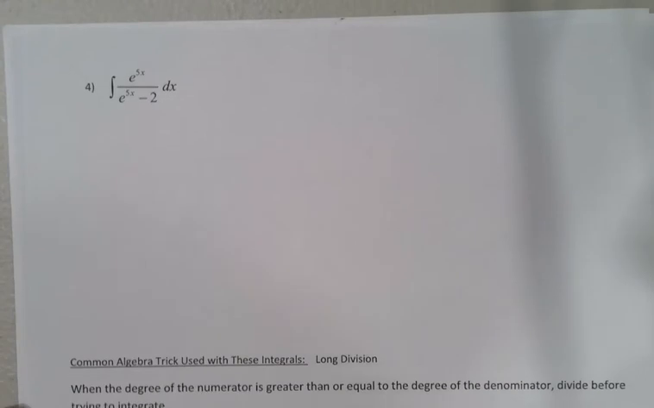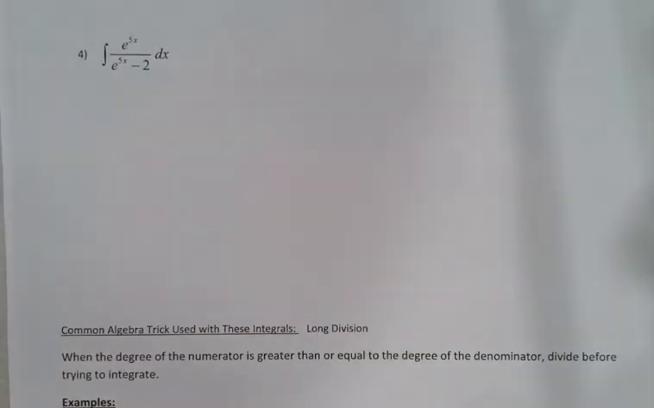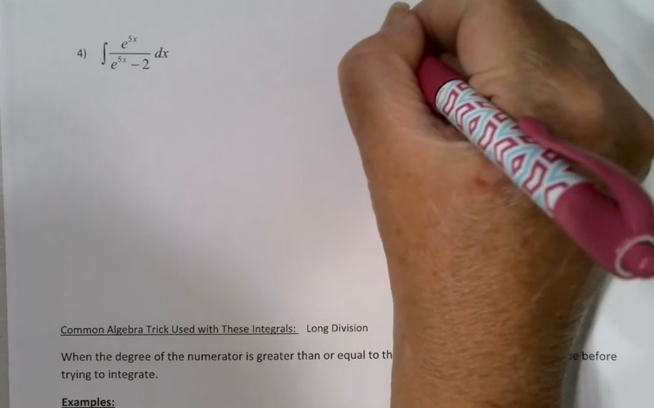All right, one more example like this. In number 4, I once again see no particularly obvious inner function. I guess maybe the 5x, but I don't think that's going to change things enough to really be helpful. So let's let u be the denominator again, e to the 5x minus 2.